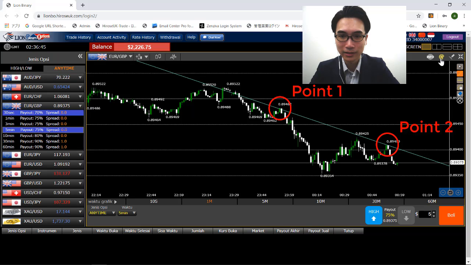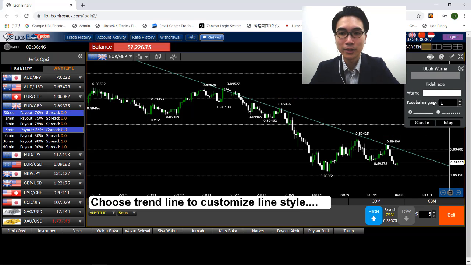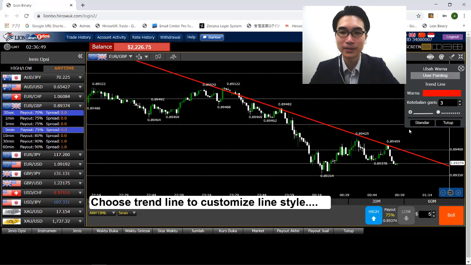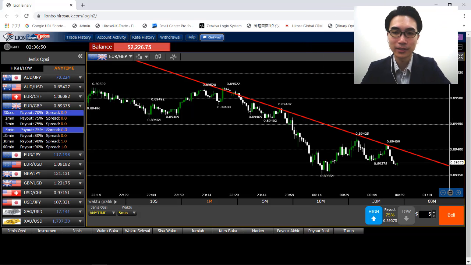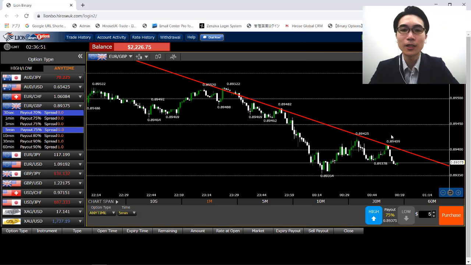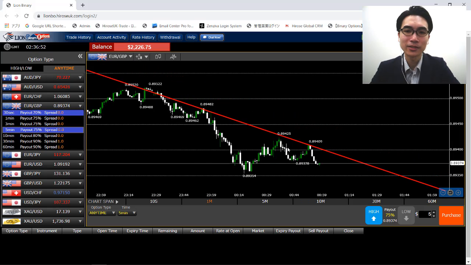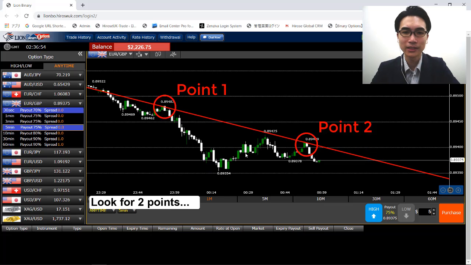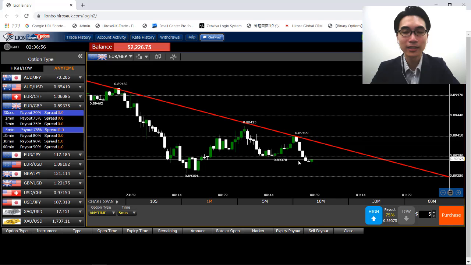There we go. Now I will change the color of the line. I want it to be red. Alright. How we place a trend line is actually quite simple. First we need to look for 2 points on the candlestick chart.